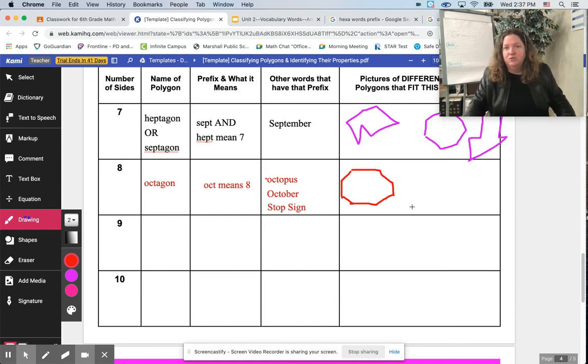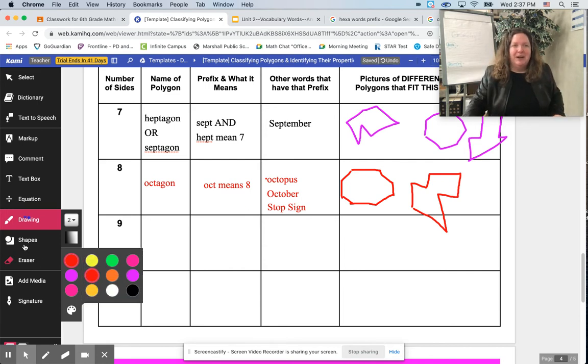And then make sure you draw something weird. 1, 2, 3, 4, 5, 6, 7, 8. There it is. Now, remember, they have to be straight lines, so we're going to pretend those are all straight. There's my weird octagon. Pause when you're done with that. Come on back for number 9.